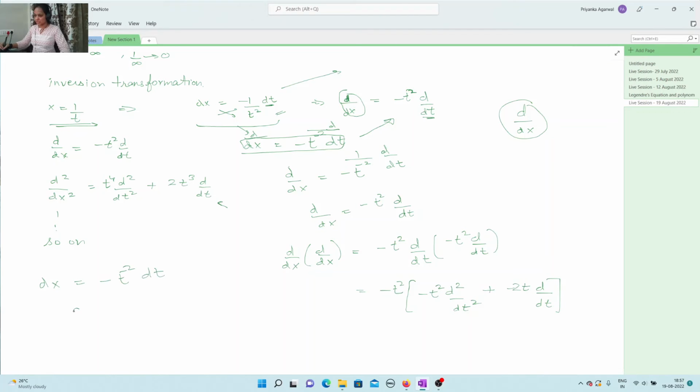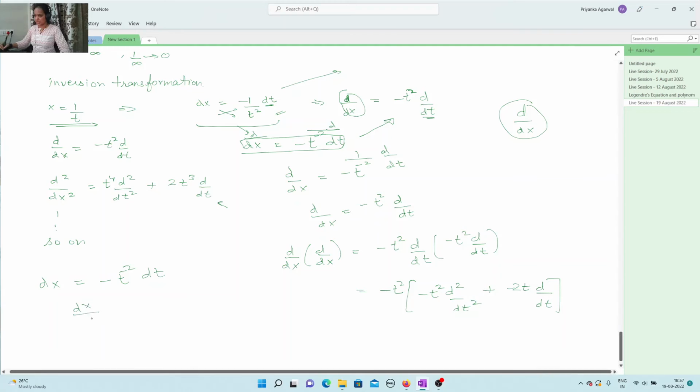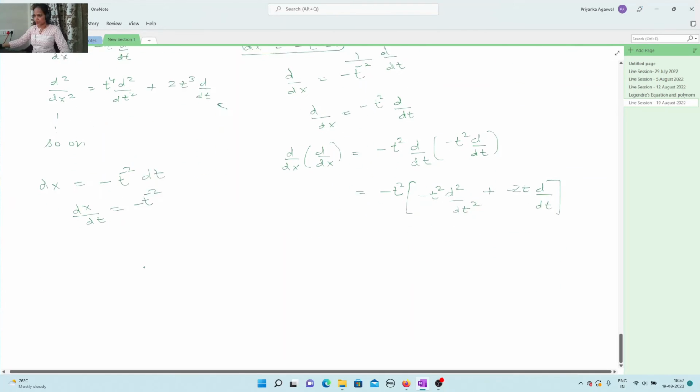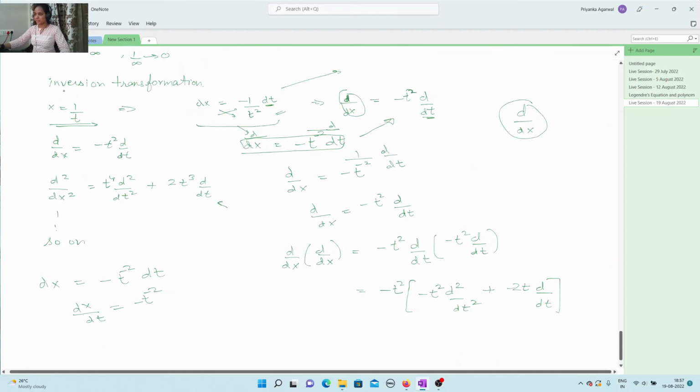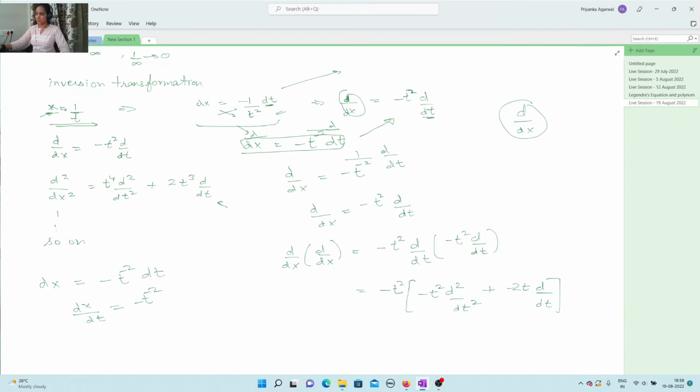So you can write it as dx by dt equals minus t square minus t to the power minus 2. See, here when we were differentiating, we did not differentiate with respect to anything, right? We just operated. So on x it was operated with differentiated with respect to x. So this was the operator here, and here it was differentiated with respect to t.